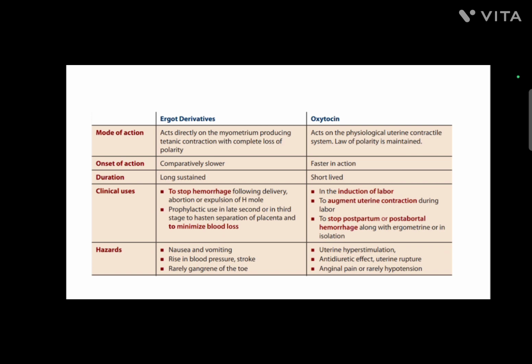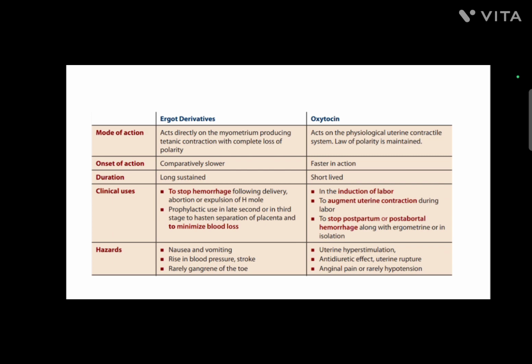So if we compare the ergot derivatives and oxytocin derivatives, how are oxytocin derivatives going to act? Whatever uterine contractions are happening, we are just going to augment the labor, or we are going to induce the labor. That's it. But we have to always monitor the uterine contractions and also the fetal heart rate. So the law of polarity is maintained here. But in the case of ergot derivatives, the law of polarity is completely lost, and it will cause tetanic uterine contractions.